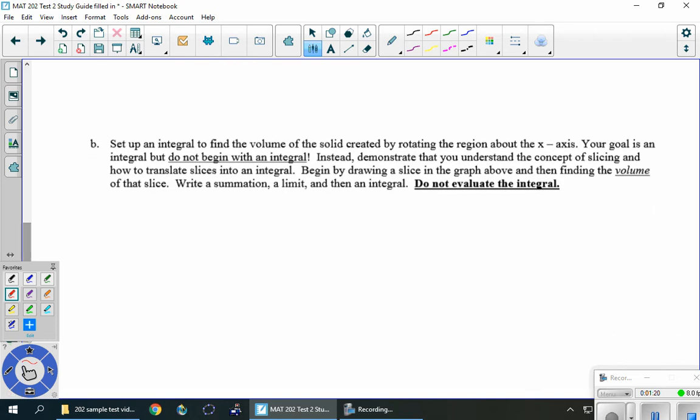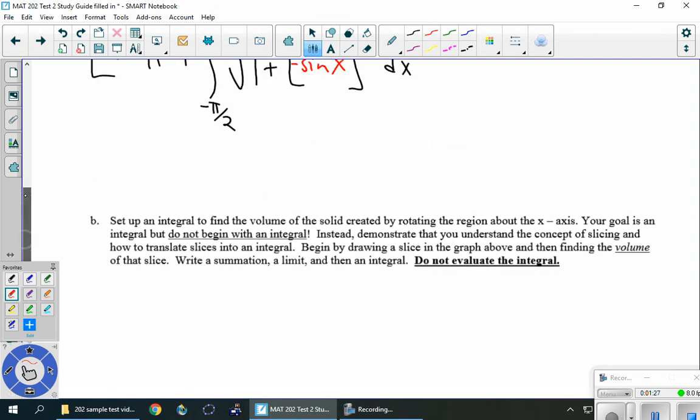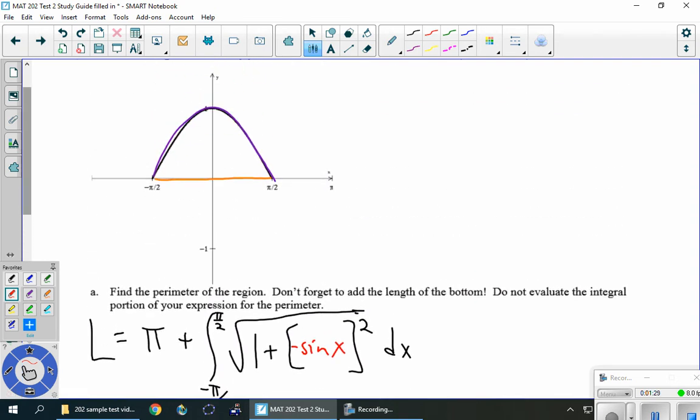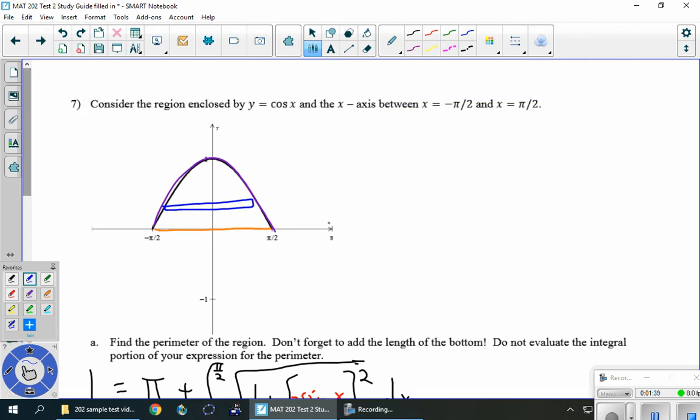Set up an integral to find the volume of the solid created by rotating the region about the x-axis. The goal is an integral, but we're going to do slicing. We're spinning this around the x-axis, and we can draw either a horizontal slice or a vertical slice. If you draw a horizontal slice, number one, you have to solve the equation for x, which involves taking an inverse cosine of both sides. Number two, this particular slice hits the curve twice, so there's some kind of plus minus thing happening here. It's not trivial.